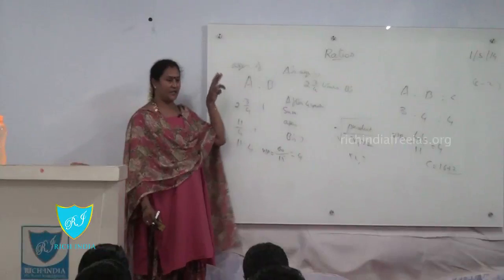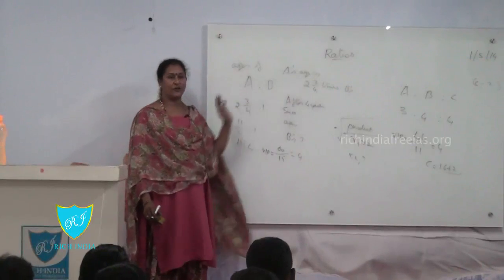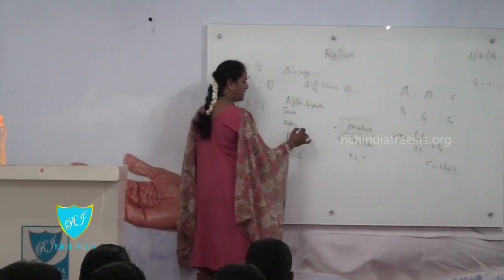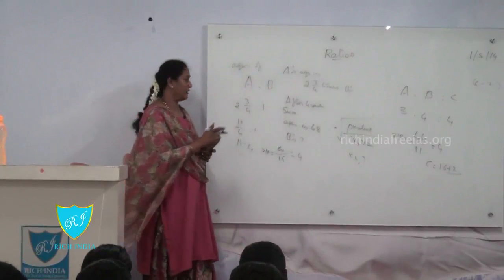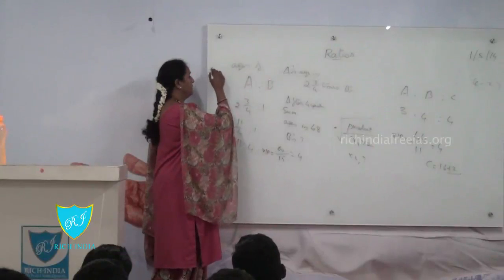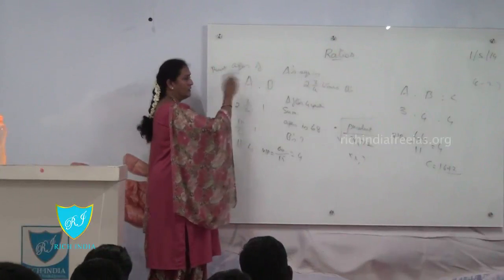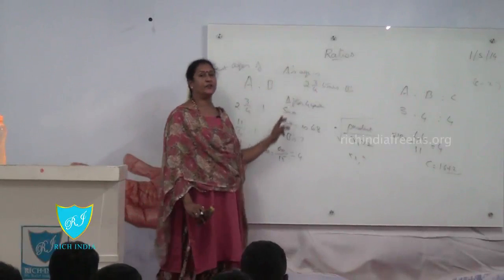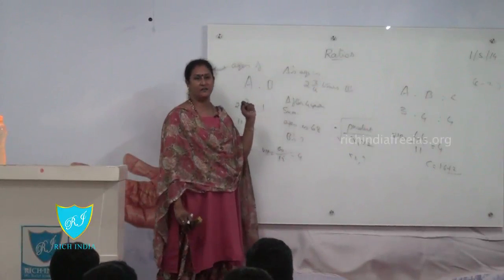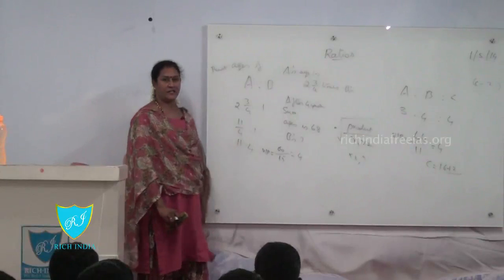A is 2 3/4 times B's age. After 4 years, the sum of their ages is 68. So what will be the present ratio? At present, A is 2 3/4 times B's age. After 4 years, their sum is 68. So what will be B's age?